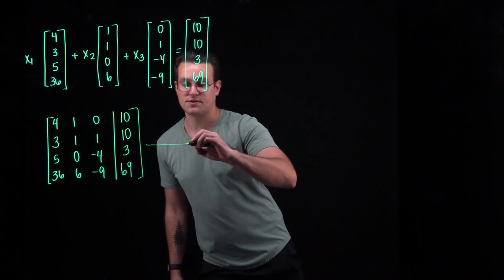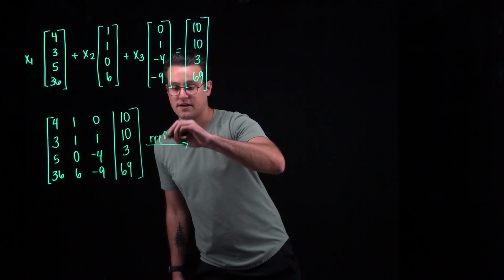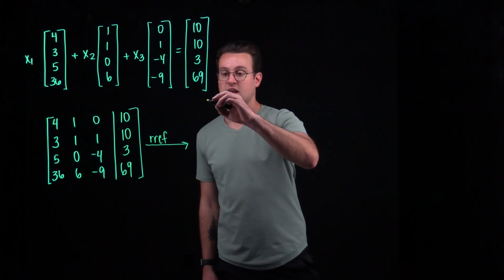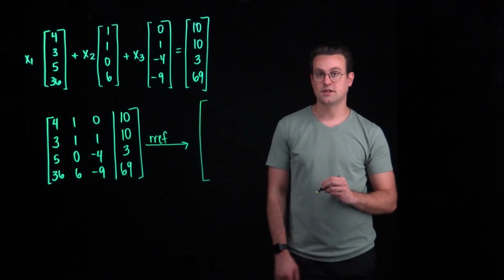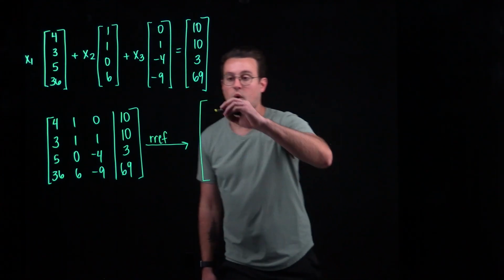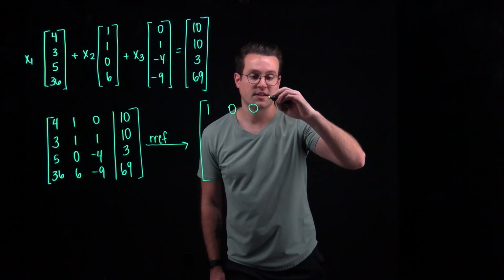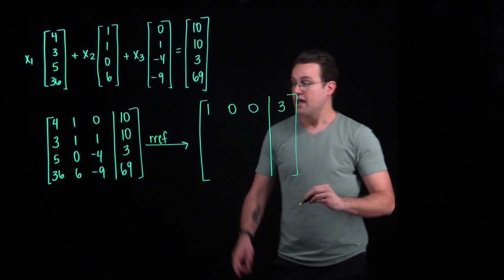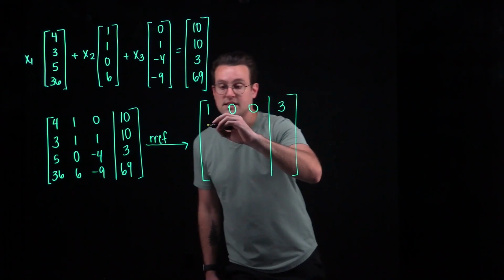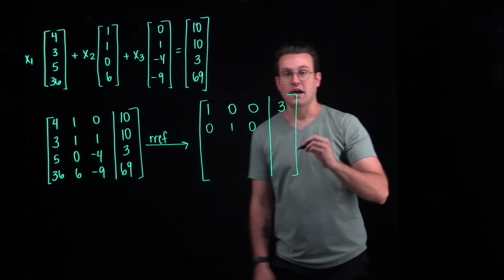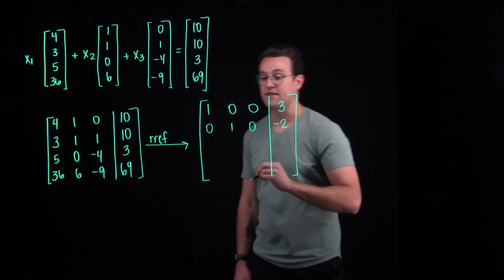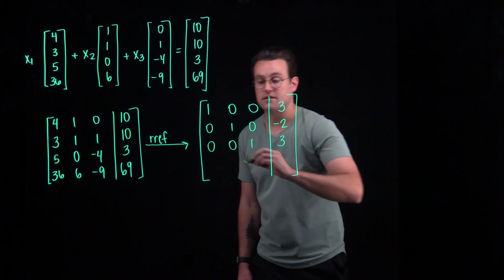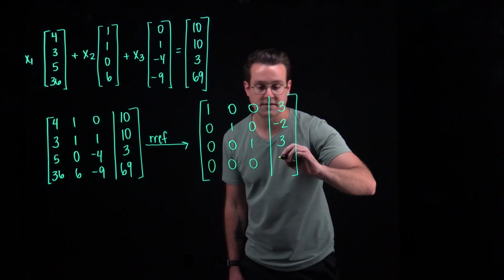I want to row reduce this using my calculator, so I'll say RREF to indicate that I'm computing the reduced row echelon form of this matrix, and I want to write my result. So when I row reduce this, I get 1, 0, 0, my vertical line, and then 3. And then in the second row, I get 0, 1, 0, and then -2. And then finally 0, 0, 1, 3, and then 0, 0, 0, 0.